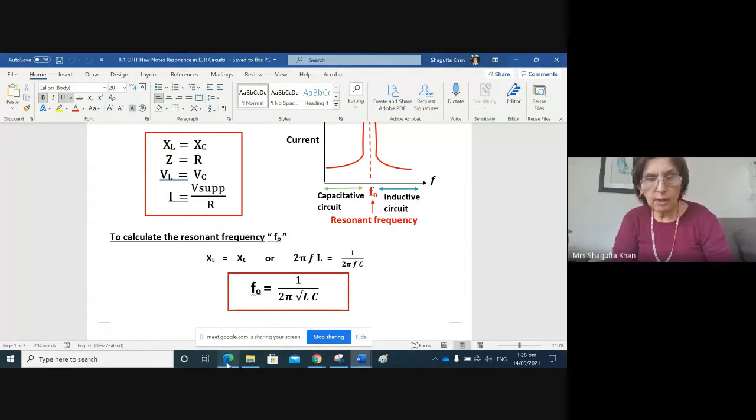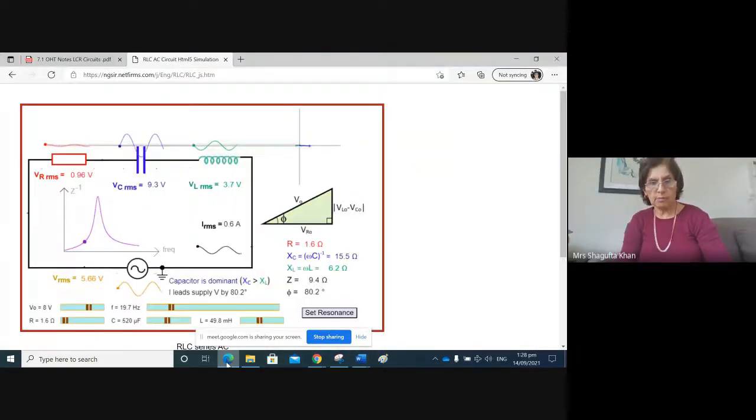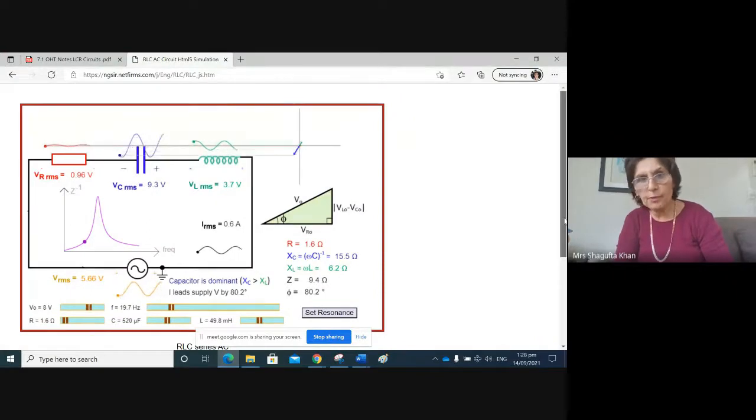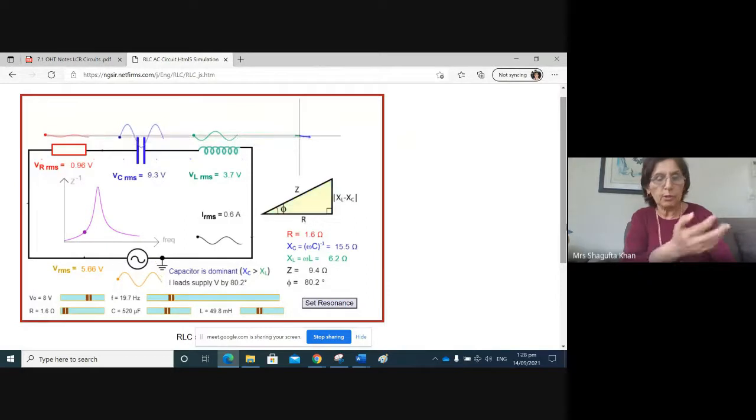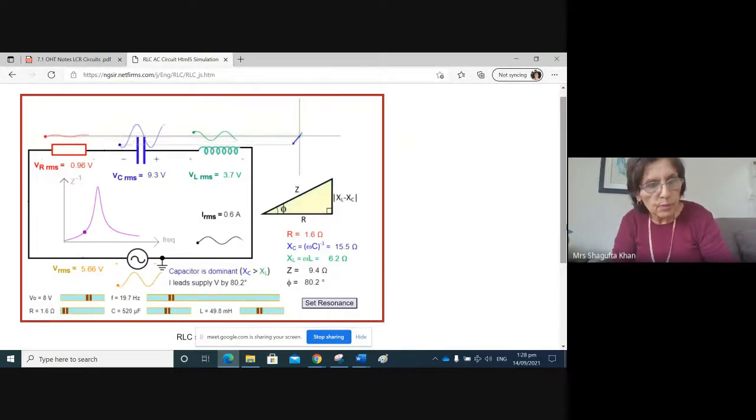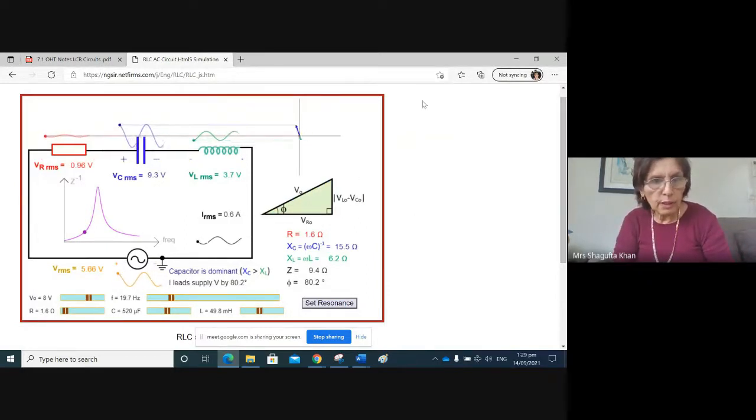Okay. So I want to show you an animation, which looks a bit complicated, but if we go step by step, it won't look as complicated. So what we have got over here is a resistor, a capacitor, an inductor, and then we have an AC supply, and we can change frequency and all different things.